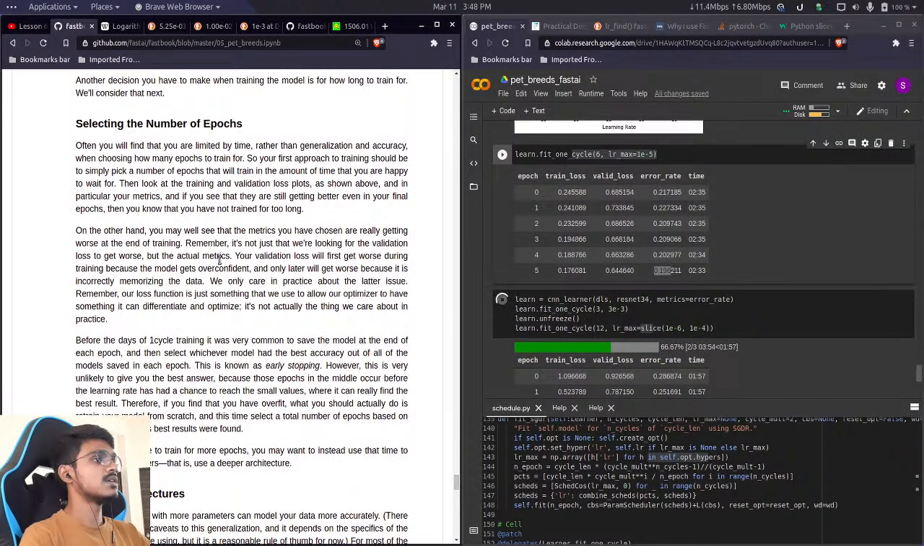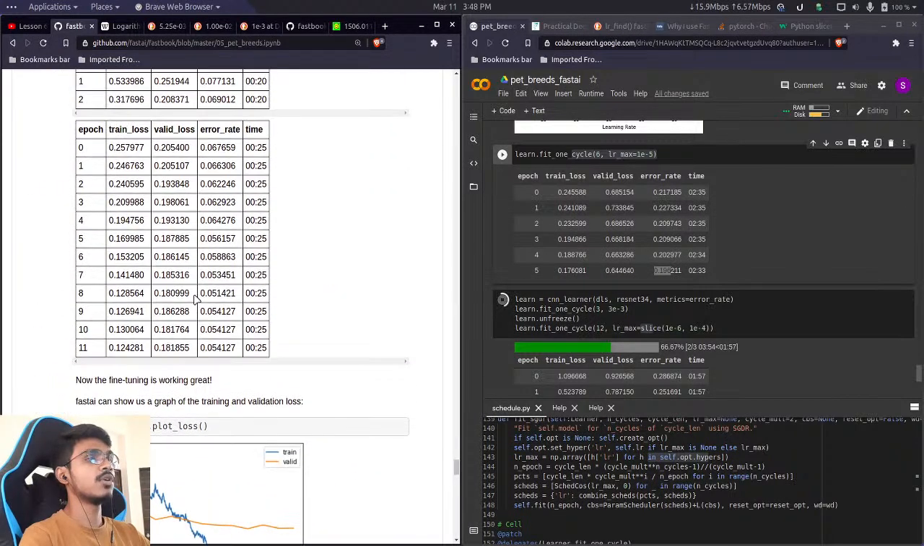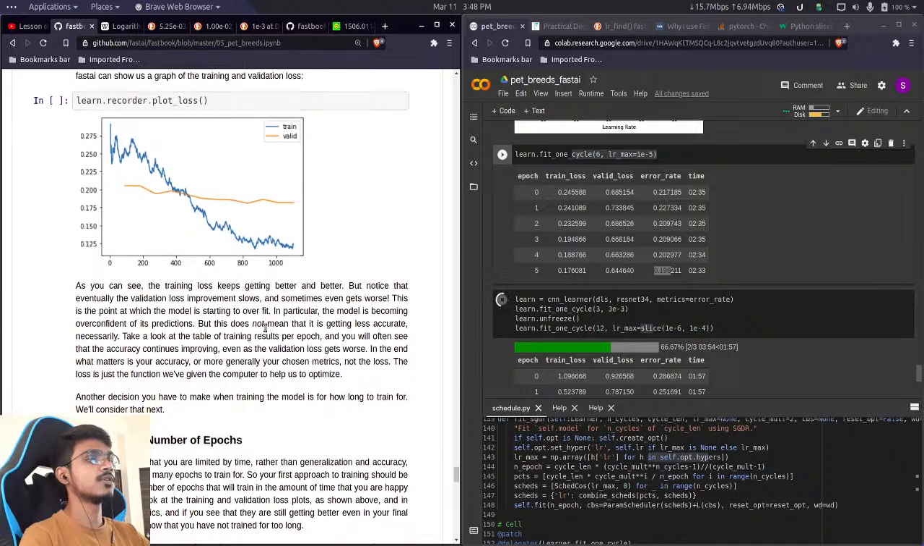So in this case, when we trained it for 11 epochs, the accuracy started getting a little bit worse after the 8th epoch. So it stopped at 0.051 and it started decreasing again. So I guess we can just train it for 8 epochs. That will be the sweet spot.